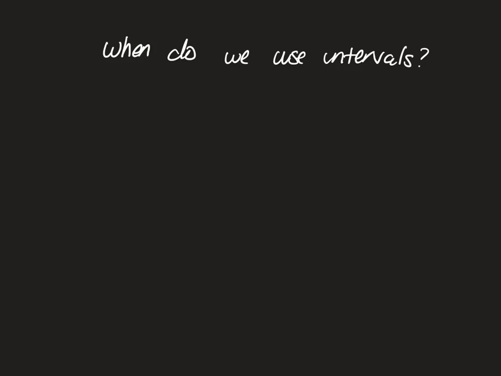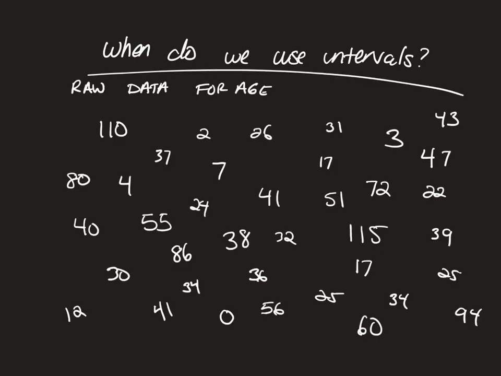We use intervals when our data have such a large range that if we used individual score movements like 1 to 2 and 2 to 3, we'd end up with more than approximately 20 rows of information. Let's take a look at an example. Take a look at these raw data and try to identify the highest and lowest scores in the data set to help you figure out what the range is.